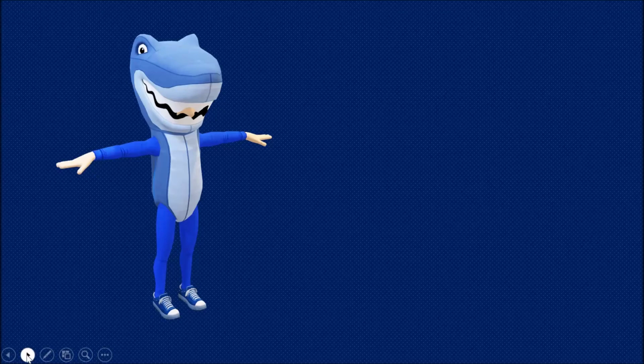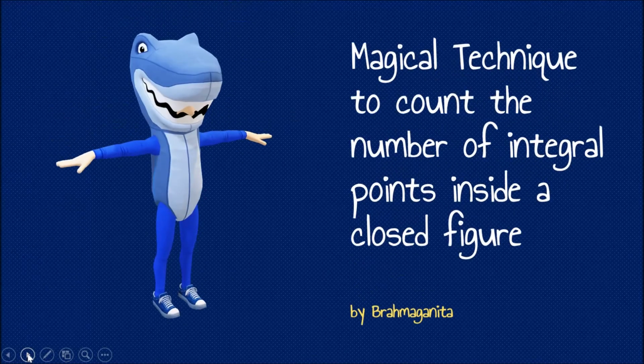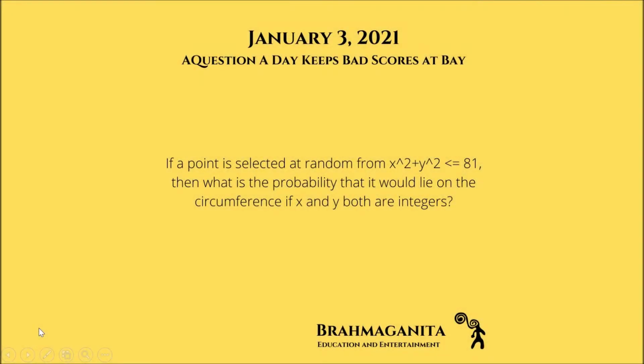Hello friends, today we will be doing the magical technique to count the number of integral points inside a closed figure. To understand this concept, we'll take help of a question which we posted on our Instagram and Facebook pages on January 3, 2021. The question goes like this: if a point is selected at random from x square plus y square is less than or equal to 81, then what is the probability that it would lie on the circumference if x and y both are integers?